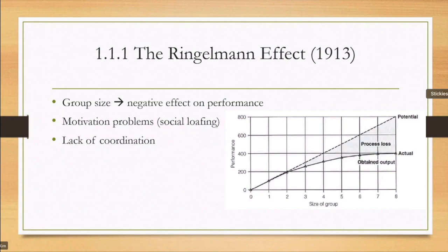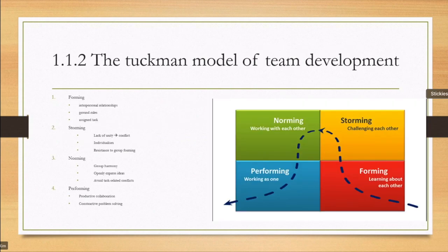As you see here, the ideal group size is 2 to 3, but after that, already at 4 or 5, performance will start decreasing quite rapidly. And then there is also lack of coordination mostly, because a lot of teams don't know how to coordinate themselves. So that's about the Ringelmann effect.